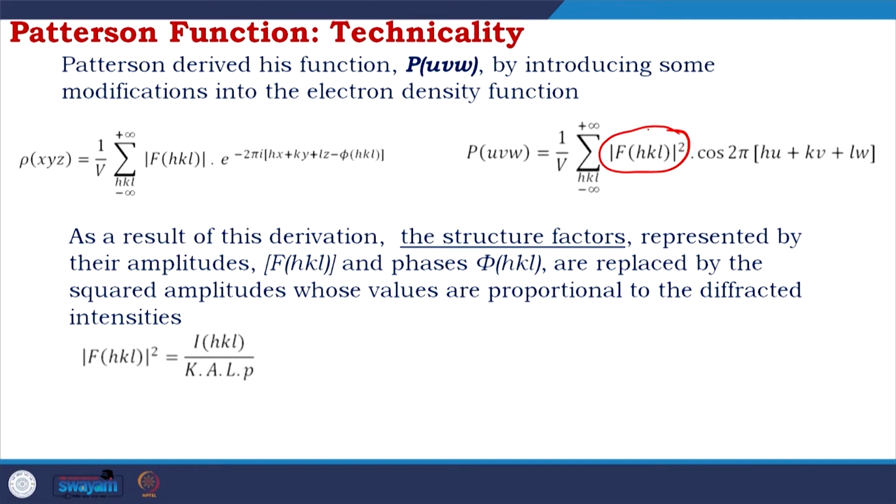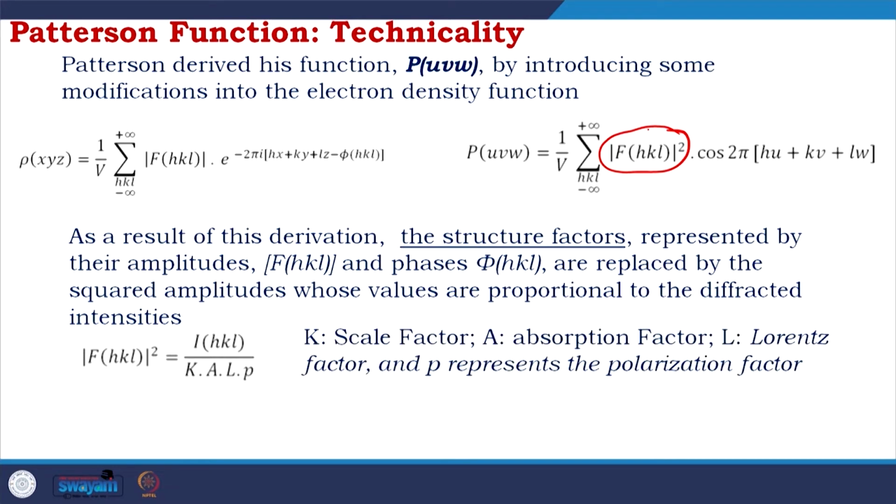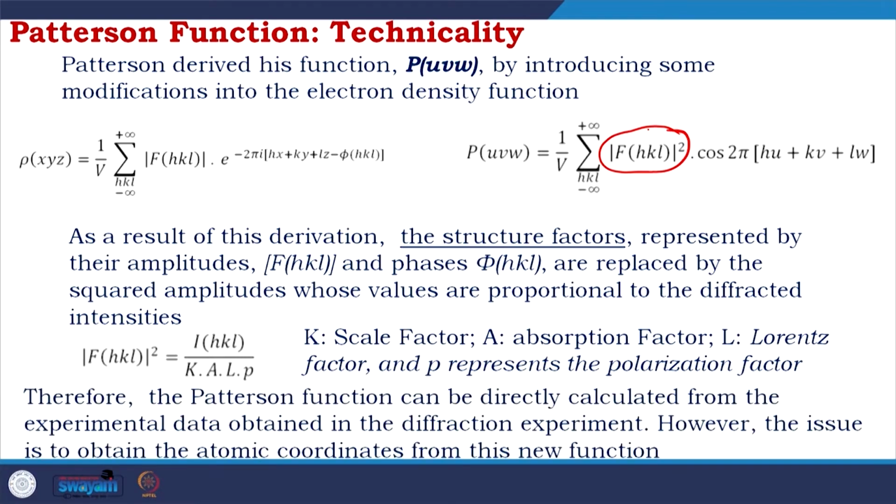I is the intensity, which is |F(HKL)|² = K A L P, where K is the scale factor, A is the absorption factor, L is the Lorentz factor and P represents the polarization factor. So, the Patterson function can be directly calculated from the experimental data obtained in the diffraction experiment, because now we do not see the involvement of a phase. However, the issue is to obtain the atomic coordinates from this new function.